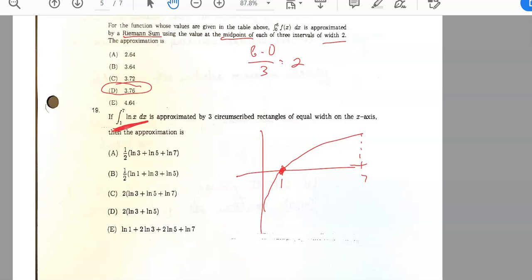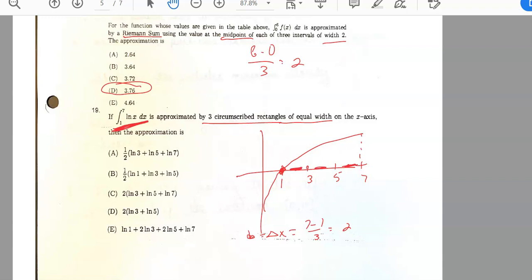So if I were to integrate the natural log of x from 1 to 7 using 3 circumscribed rectangles with equal widths, that means we can figure out the base of all of these with our change in x: 7 minus 1 over 3. We're going to go by 2s, so we'd be at 3, 5, and 7. So then we have 1, 2, 3 bases of our 3 rectangles.